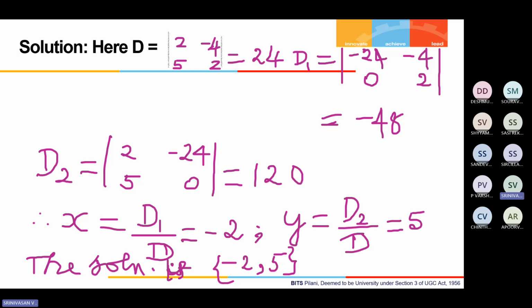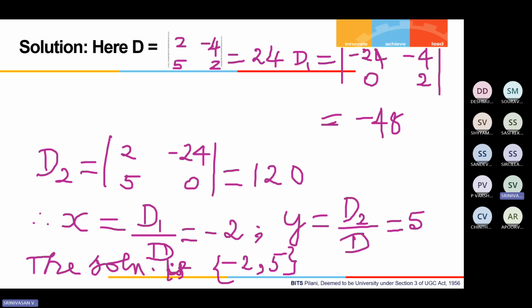Supposing you have 3 by 3, you will find D3. The same way, by retaining the first and second columns as they are, you will replace the third column, namely the coefficients of z, by the same constants. So you will get D3. In that sense, x equals D1 by D, y equals D2 by D, and z equals D3 by D. That's all. Here it is 2 by 2, because you only have to solve by Cramer's rule a system of two linear equations in two unknowns. So x is D1 by D, y is D2 by D.